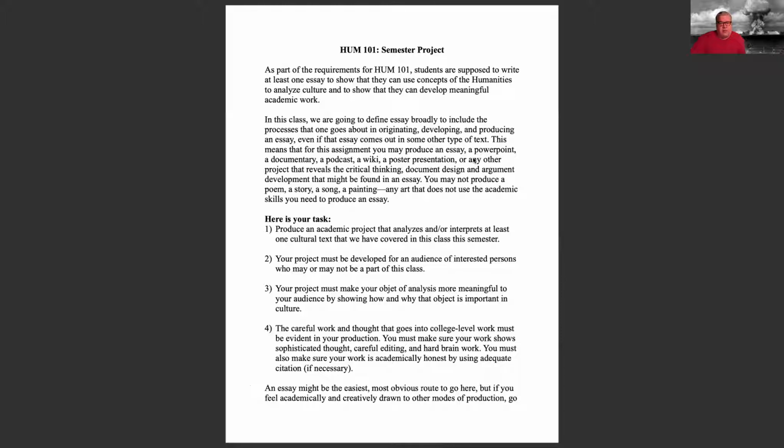Okay, so that's the exam. I want to look at the semester project for just a second, and then we will get into the major part of the lecture today. So here's the semester project sheet.